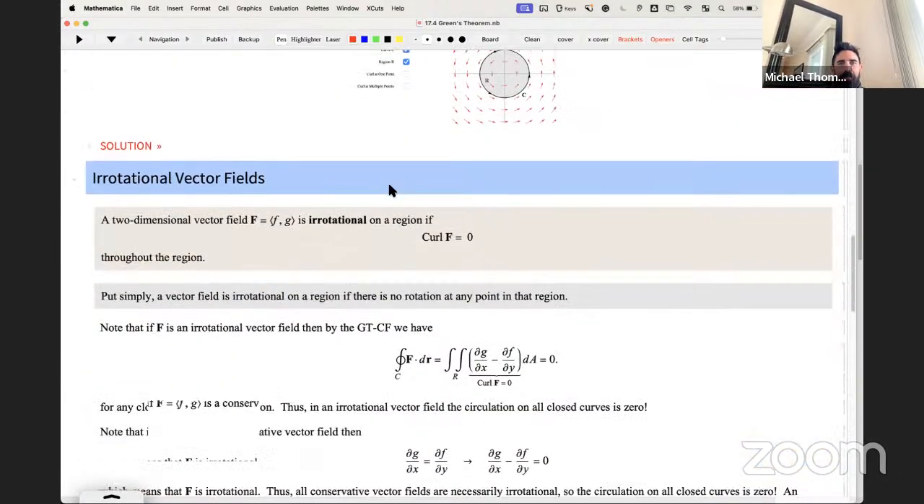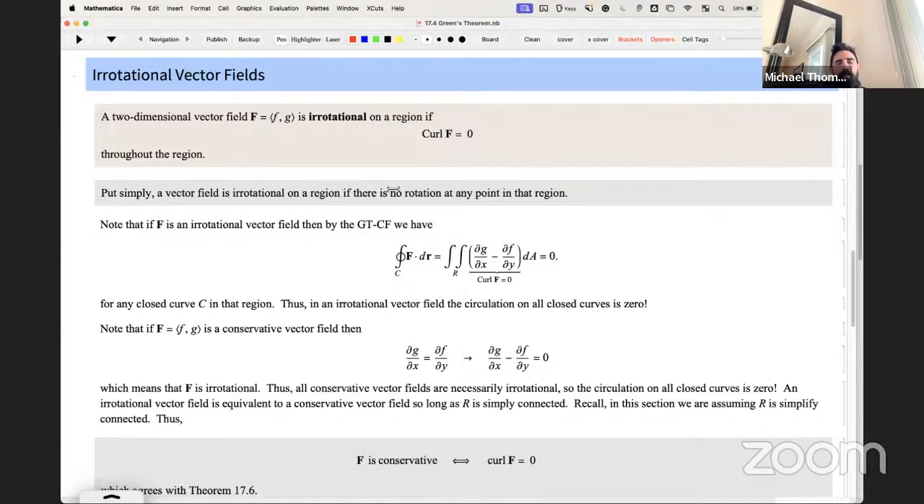Okay, so that's an example. All right, what's next? Well, we're dealing with curl. So let's say you have a vector field that has no curl at all. That is, at every point in the vector field, let's say the curl of F is equal to 0. Essentially what that would mean is if you took a paddle wheel and you placed it anywhere in the vector field, it would never rotate at all. So when that happens, you say that the vector field is irrotational, which kind of makes sense, right? There's no rotation at all.